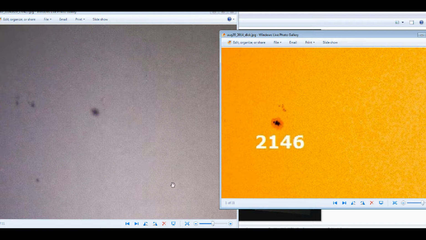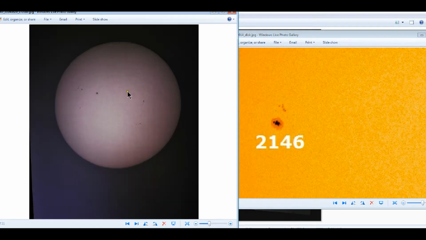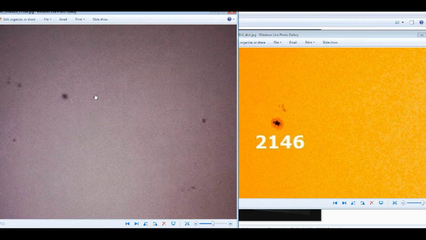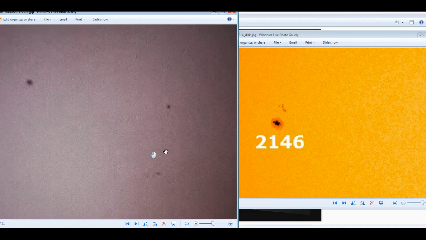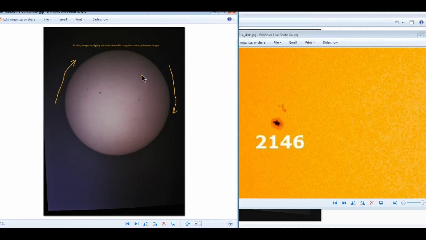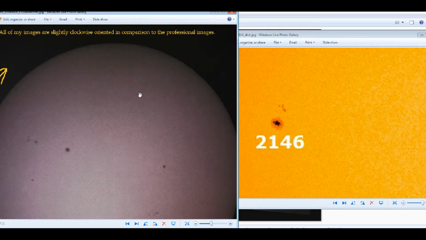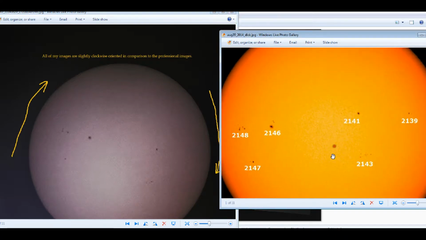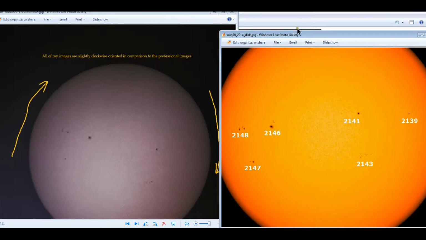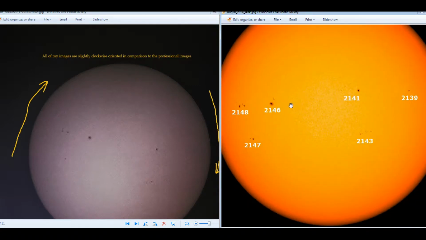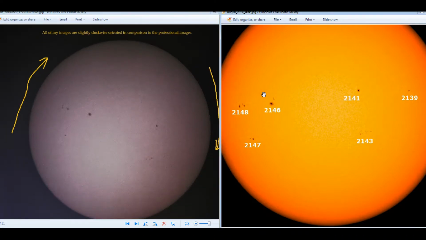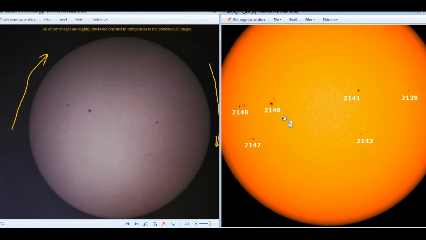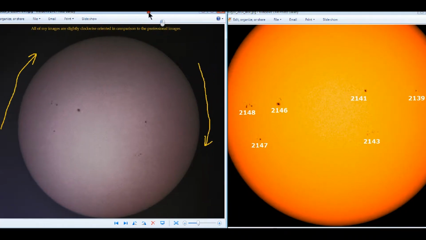So let me go to the next one. Let me see. Can I see that detail? This one's a little less. I know that I put them on here. Okay, this is the one where I edited to show you that my images are slightly clockwise. Let me actually go back to that and show you that directly, a direct comparison here. You can see that, in fact, my images are, as the arrows indicate, slightly clockwise rotated.